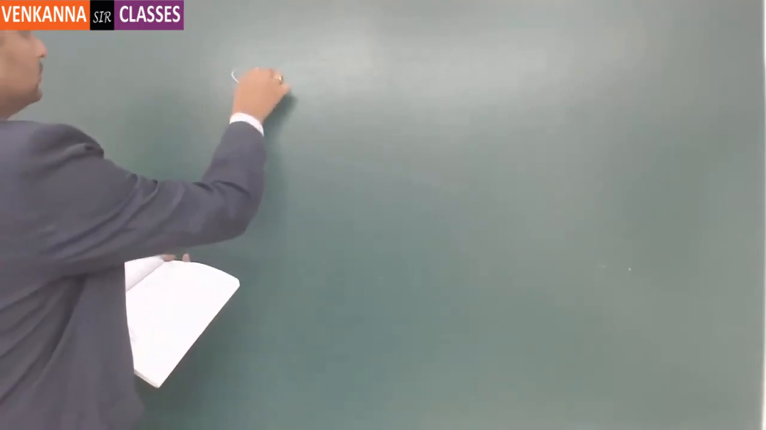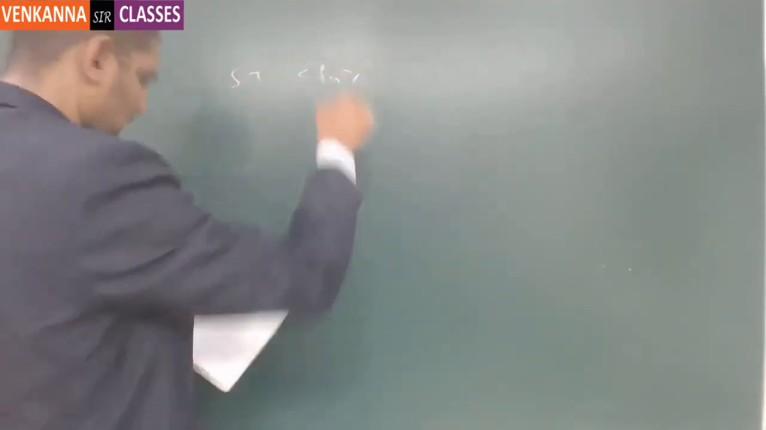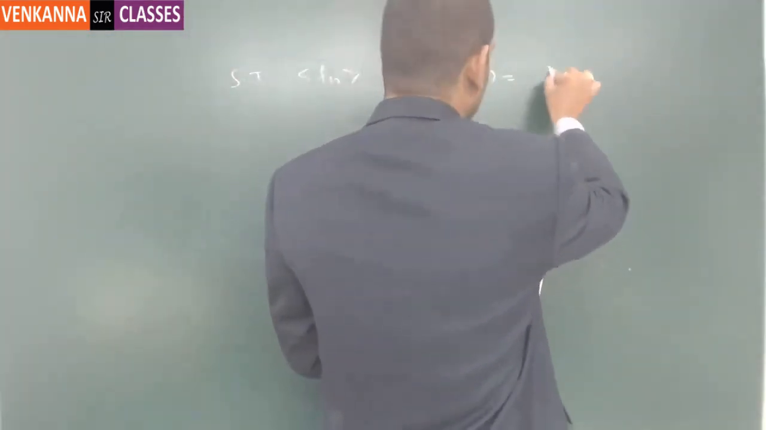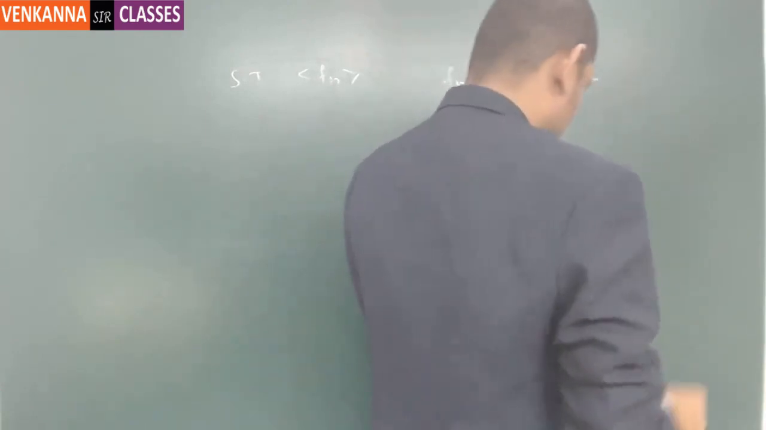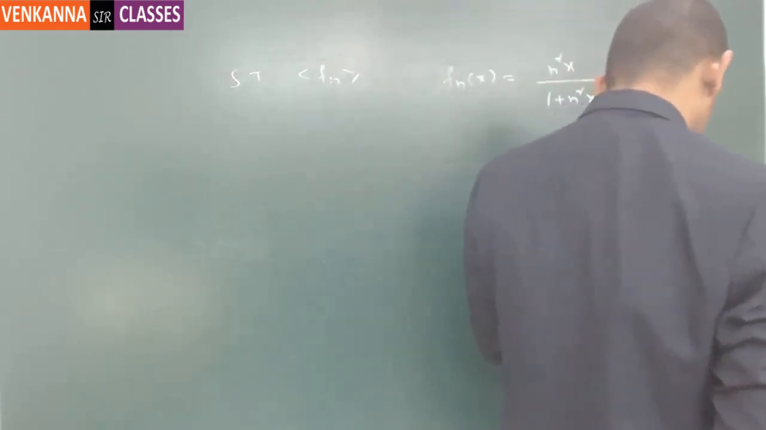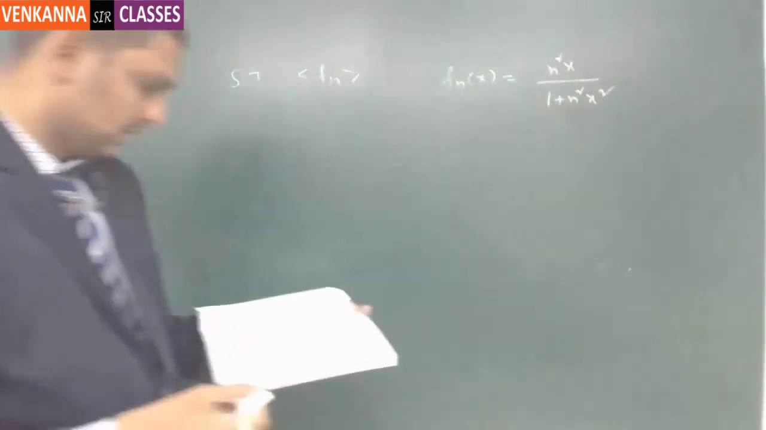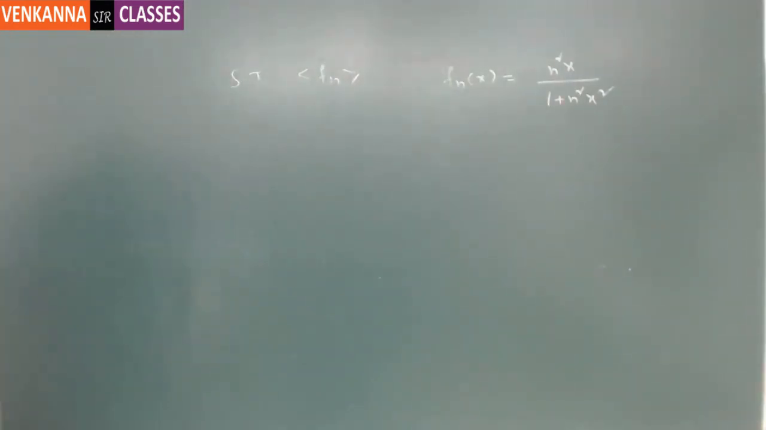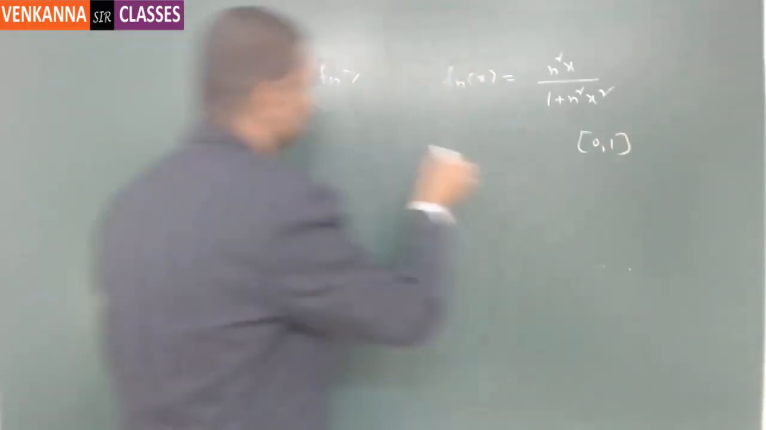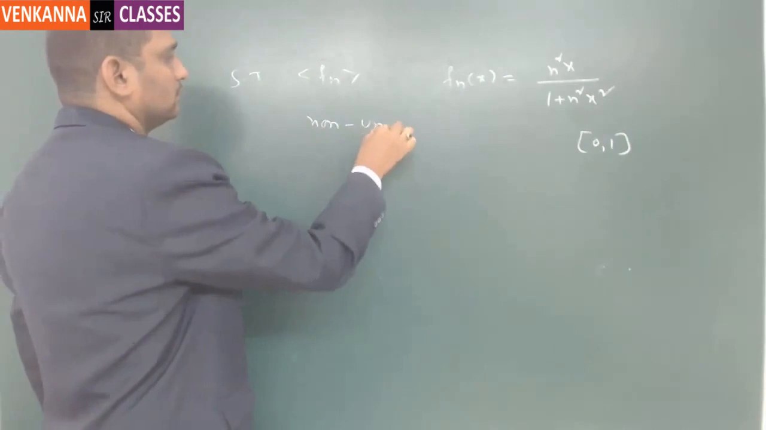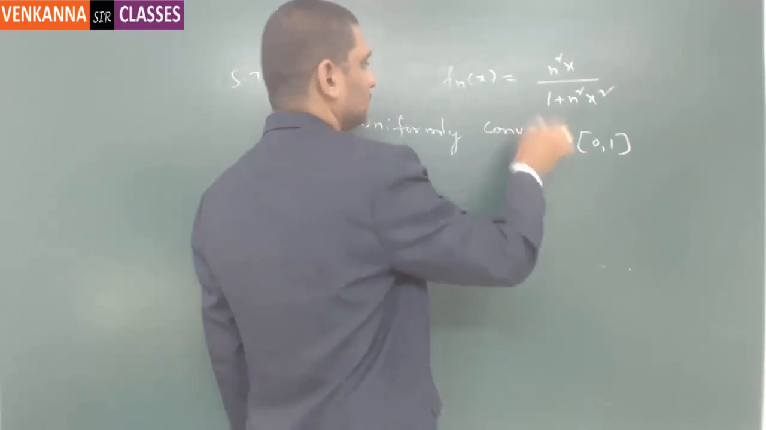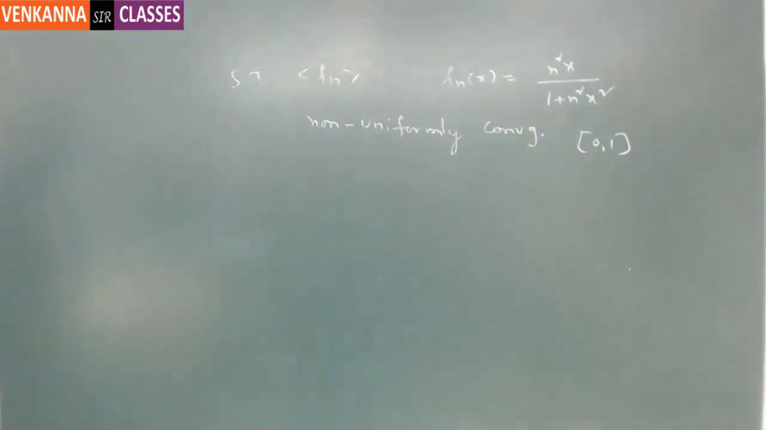Show that Fn, where Fn of x is equal to n square x by 1 plus n square x square, is non-uniformly convergent on the closed interval 0, 1.